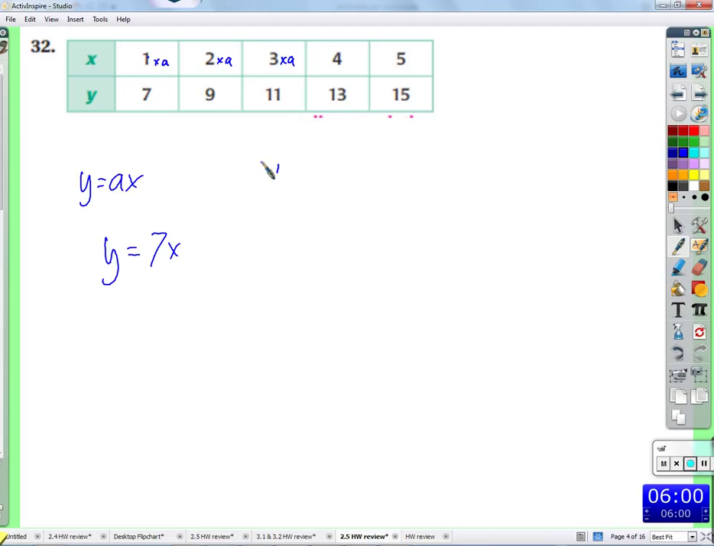So it would be 2x plus 5. Multiply this by 2 and add 5. So 5 plus 2, 4 plus 5, 6 plus 5. That seems to be working. That's not direct variation, right? Direct variation is strictly multiply. If it was y equals 2x, yes. But y equals 2x plus 5, no, that's not direct variation. Somehow we need to prove that every x can be multiplied by the same number to get y. That's not the case here. Okay, next.